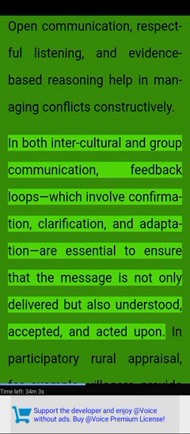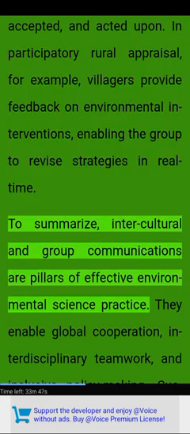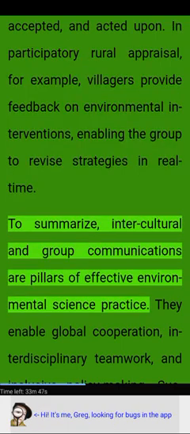In both intercultural and group communication, feedback loops, which involve confirmation, clarification, and adaptation, are essential to ensure that the message is not only delivered but also understood, accepted, and acted upon. In participatory rural appraisal, for example, villagers provide feedback on environmental interventions, enabling the group to revise strategies in real time. To summarize, intercultural and group communications are pillars of effective environmental science practice.